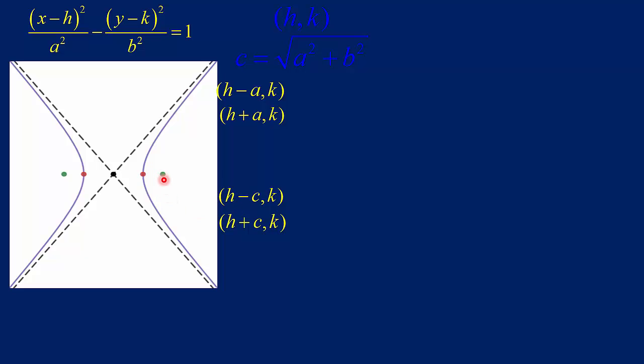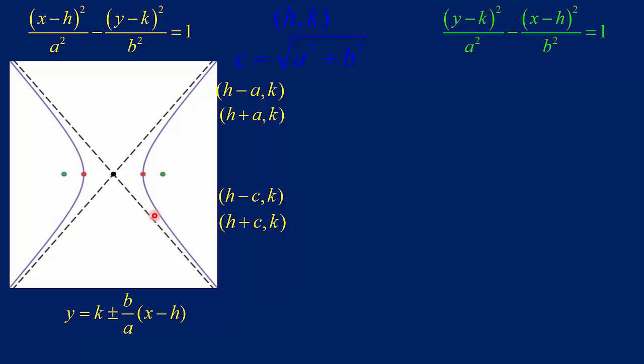Now, dig the asymptotes here. Here's what's going to happen. The asymptotes, notice, we take the K plus or minus B over A, and then this thing, X minus H. Those are the asymptotes. The plus and the minus. See, the positive and then the minus.